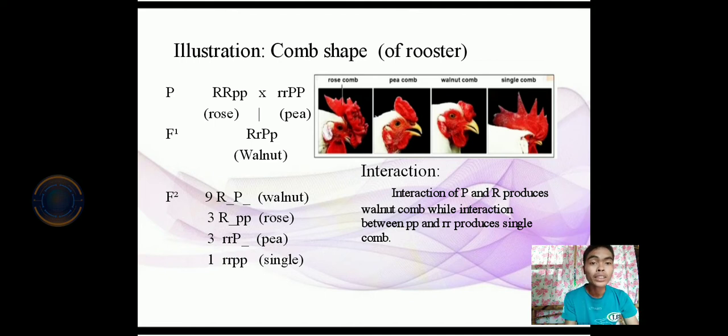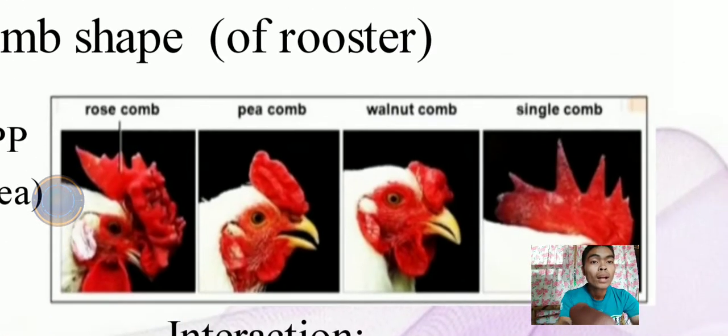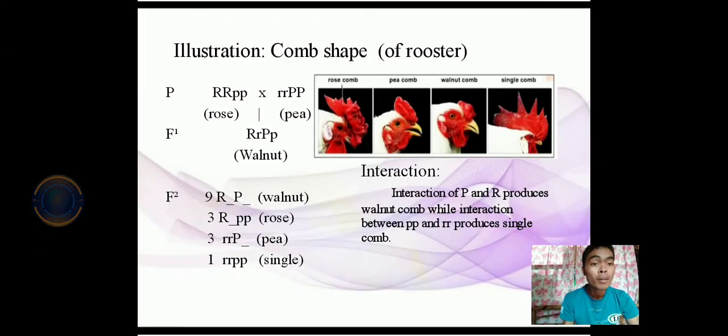The interaction there is that the dominant P and R produce walnut comb, and that walnut comb, which refers to the offspring, is ibang-iba siya sa parents niya. Therefore, the interaction of the dominant R and the dominant P produces walnut. At yung novel phenotypes naman, nagpo-produce siya ng homozygous recessive r and homozygous recessive p, which is single. Kaiba naman ito sa appearance ng kanyang parents. That is the novel phenotypes.